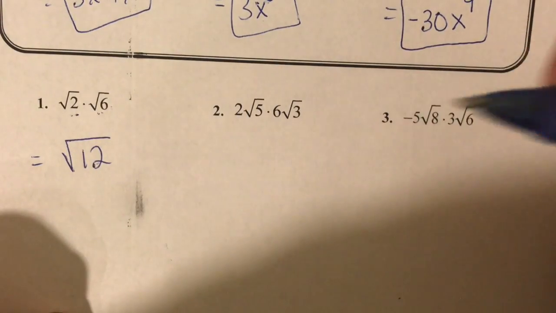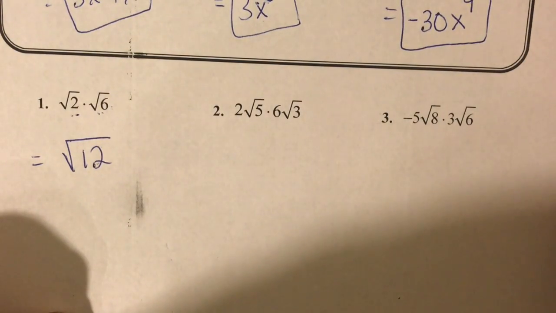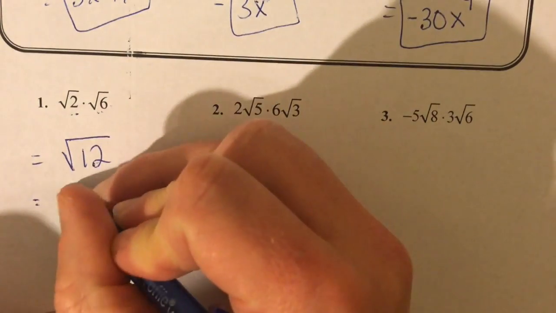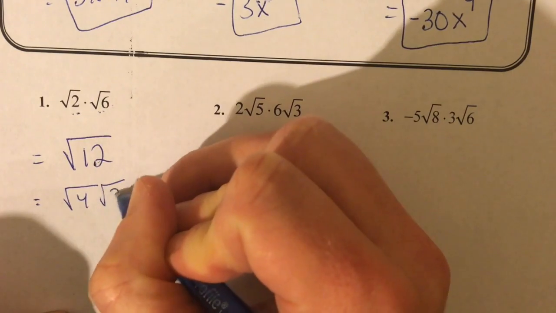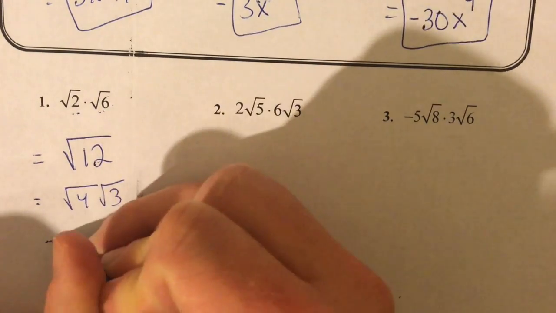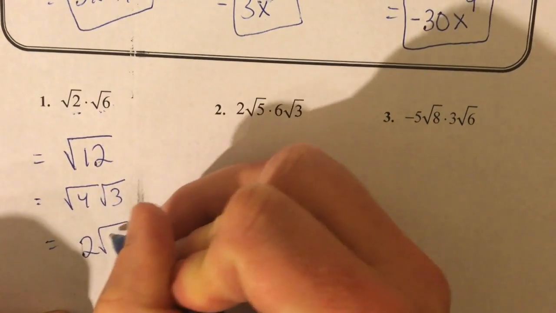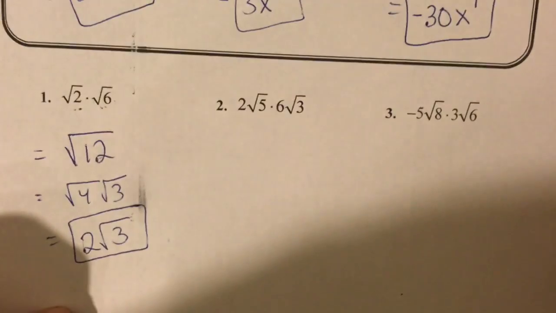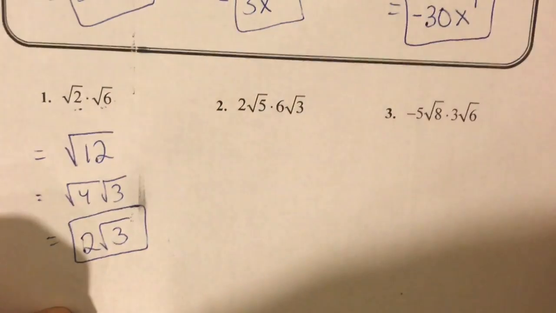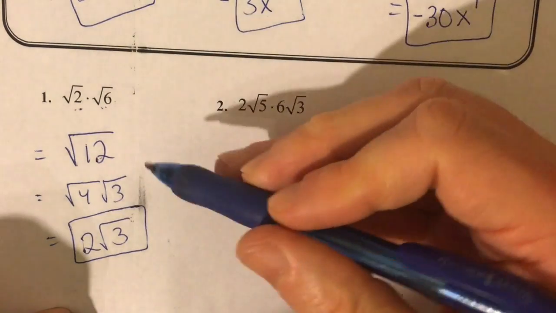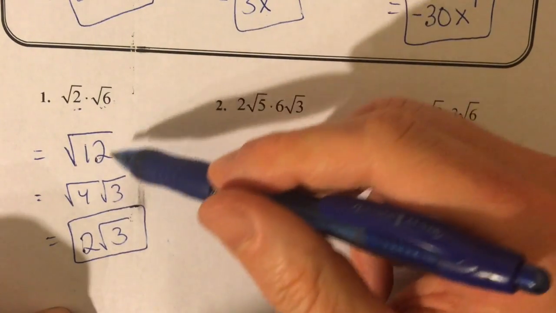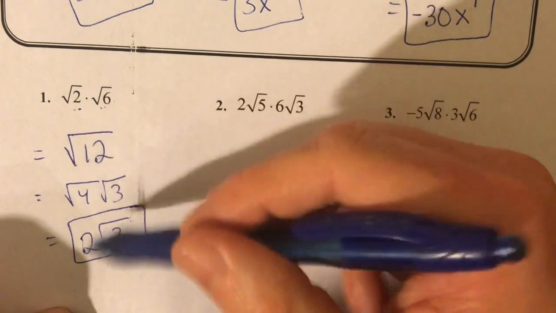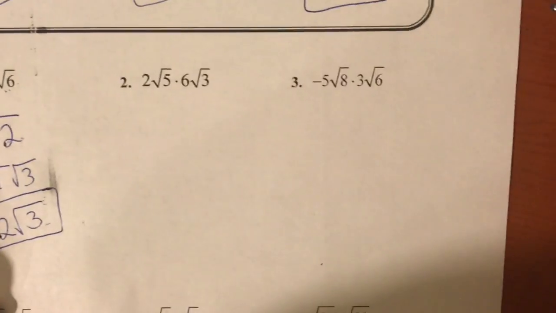The only thing now is to make sure your answer is completely reduced. 12, not a perfect square. What's the biggest perfect square that goes in? 4. Root 4 times root 3. What's the square root of 4? 2. 2 root 3. And remember, I still want you showing me that step because this is still fairly new and I want to make sure you're really doing it and getting it. But in geometry and algebra 2, they'll start to let you skip steps and jump right from there to there.